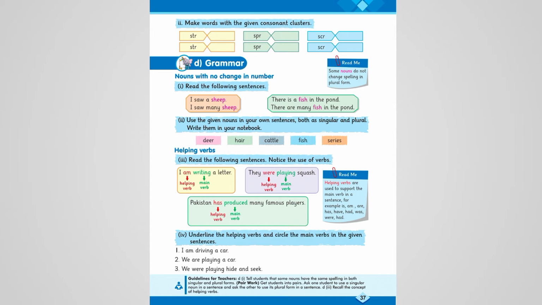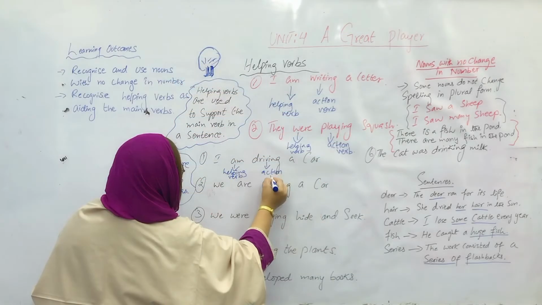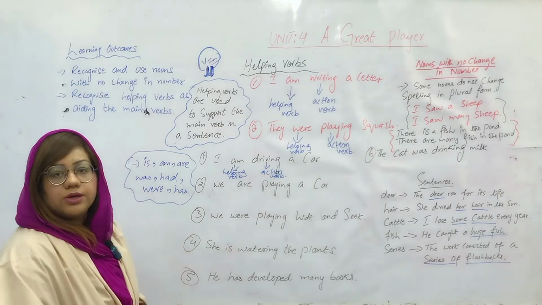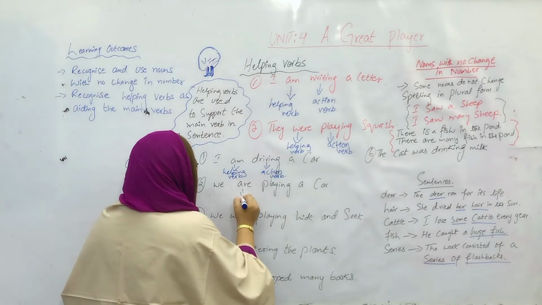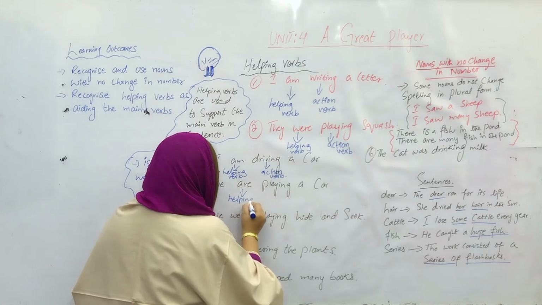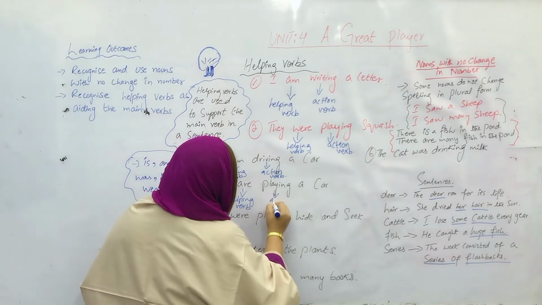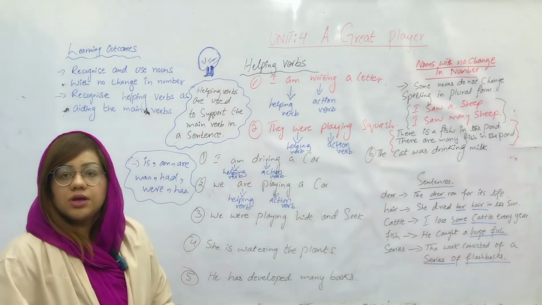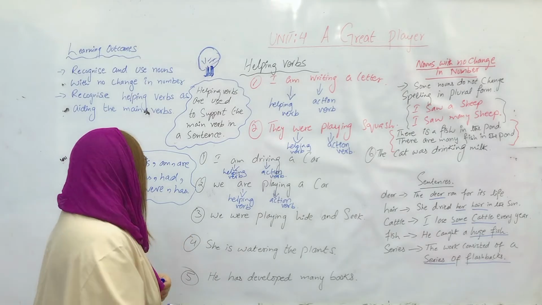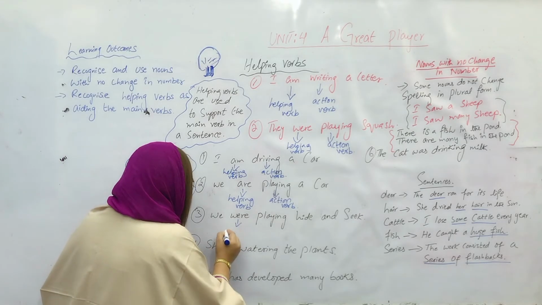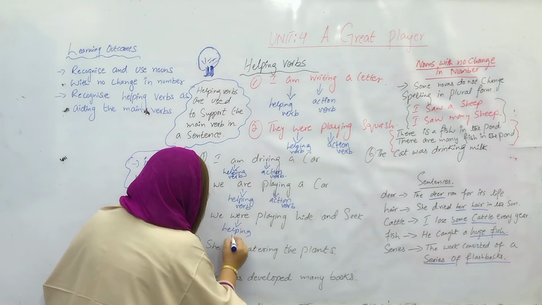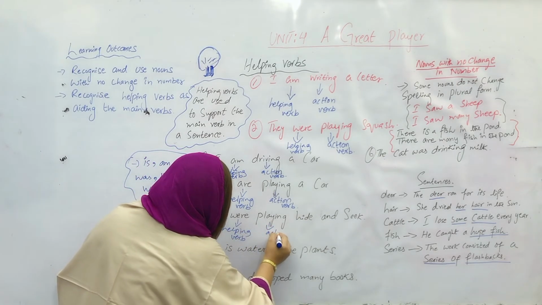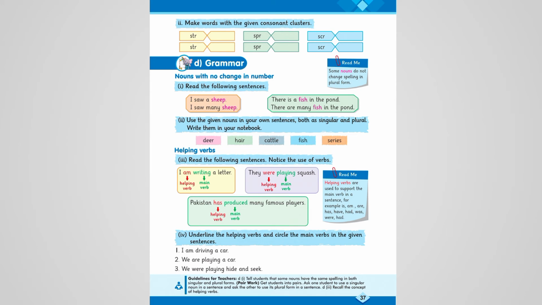I am driving a car. Am is a helping verb, and driving is an action verb. Got it? We are playing a car. Are is a helping verb, and playing is an action verb. Got it? Now move to another one. We were playing hide and seek. Were is a helping verb, and playing is an action verb.